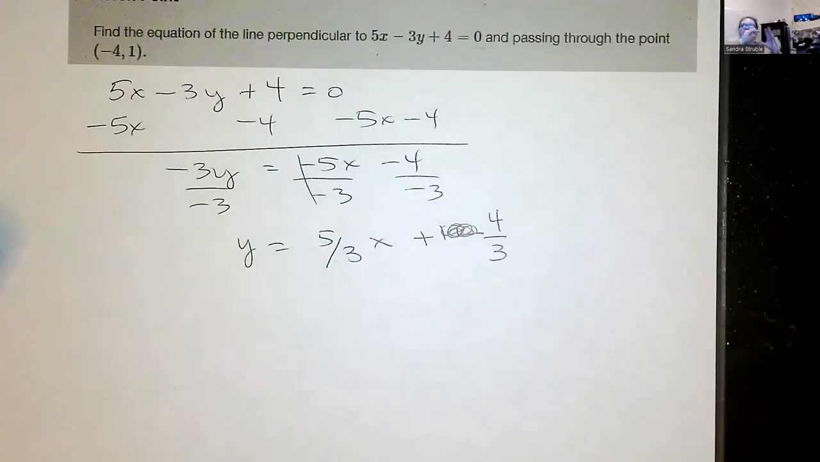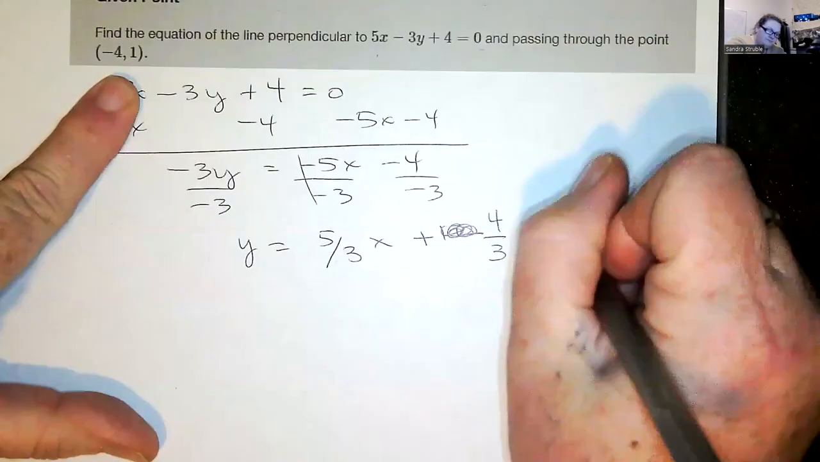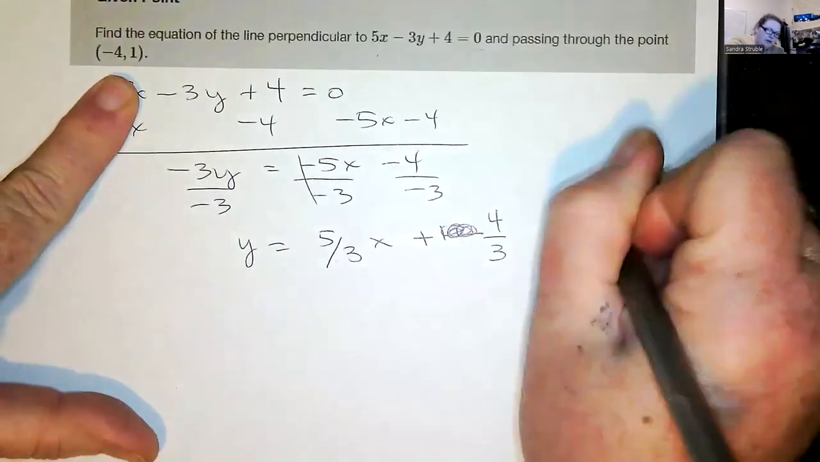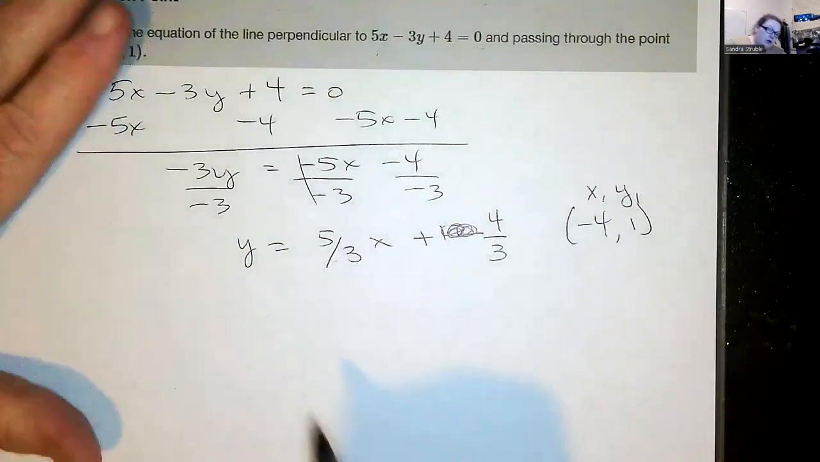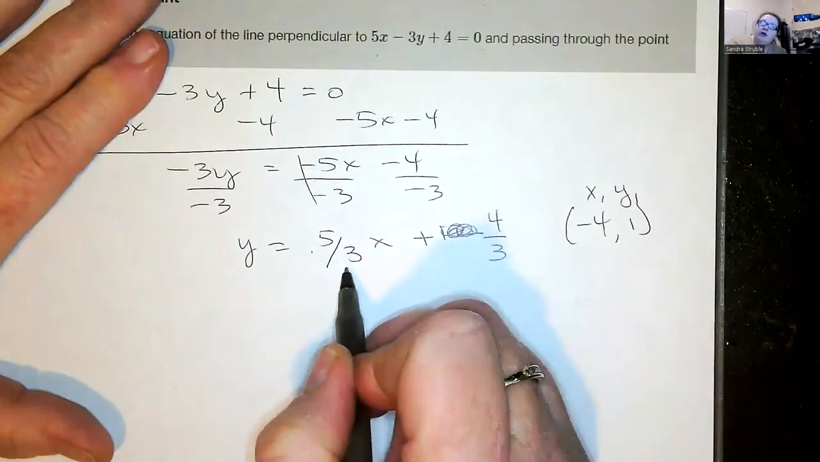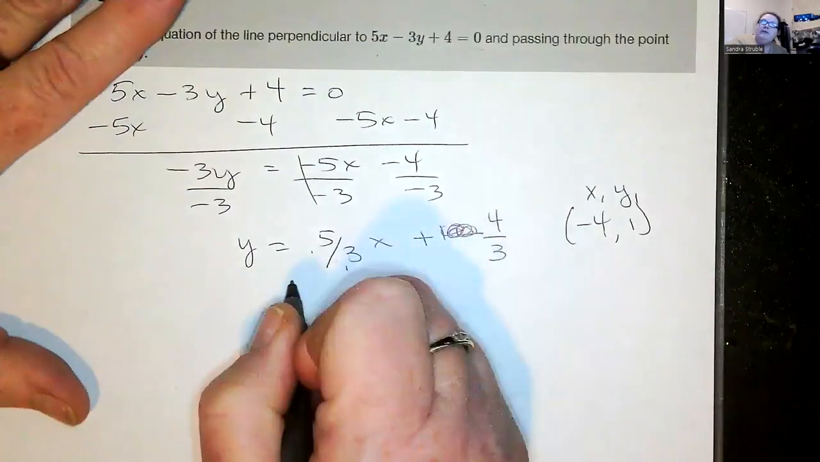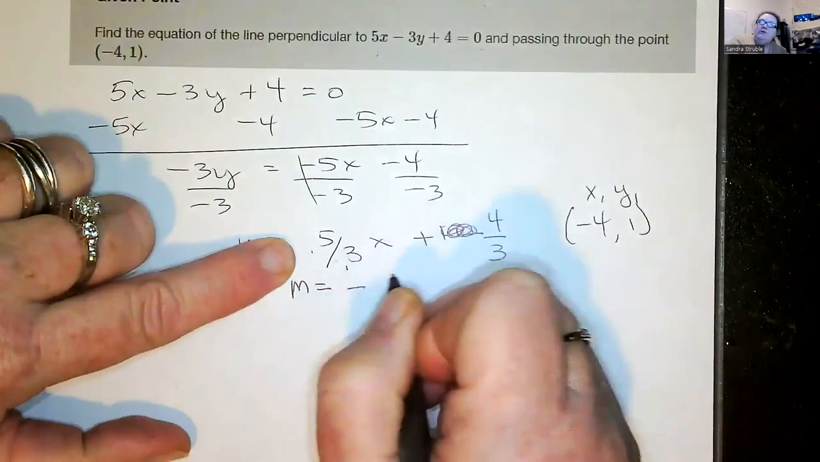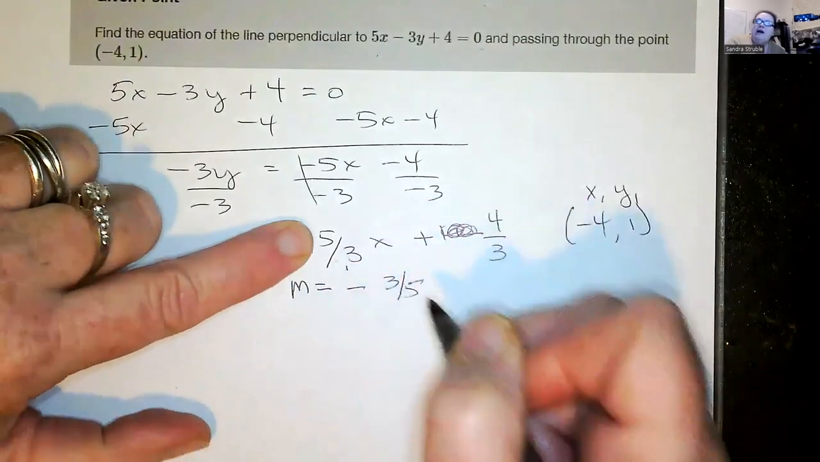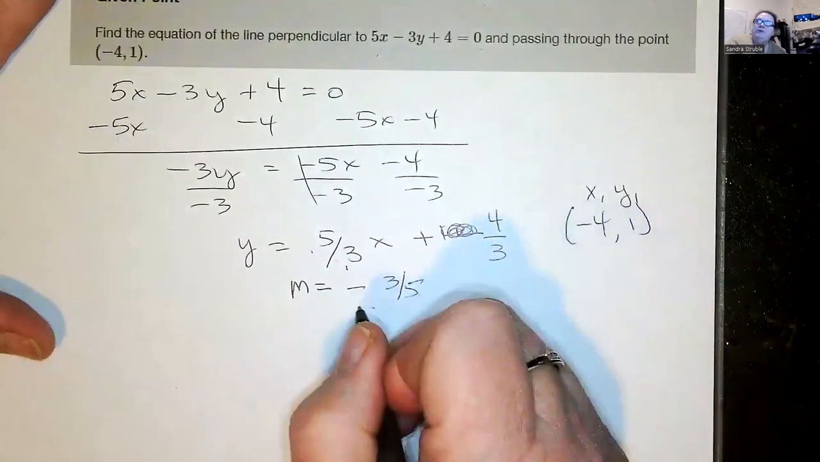All right. So they're giving us a new point. The point is (negative 4, 1). That's going to be our x1, y1. We have to use the point slope formula along with this slope in negative reciprocal form to get us our perpendicular line to the one that they've given us. So if we're using 5/3 for their line, our new line is going to have to be m equals negative, since this one's positive, and then 3/5 since this one's 5/3.